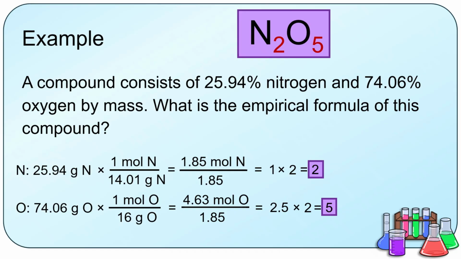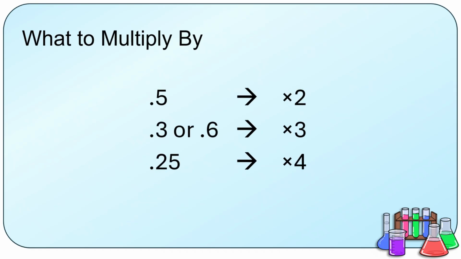For that last multiplication step, you'll have to know what to multiply by when you see different decimals. If you see 0.5 at the end of your number, multiply everything by 2. If you see 0.3 or 0.6, multiply everything by 3. If you see 0.25, multiply everything by 4.